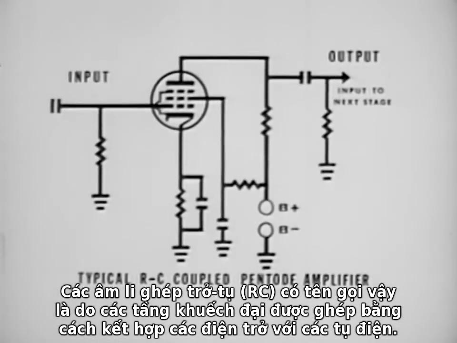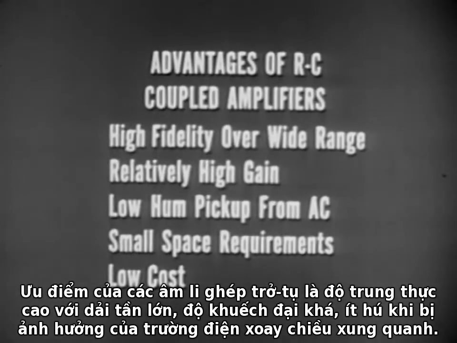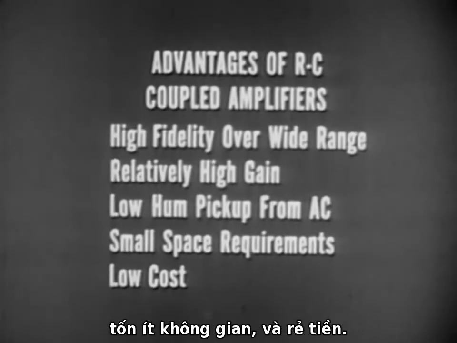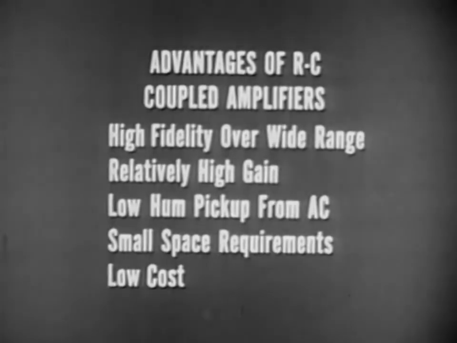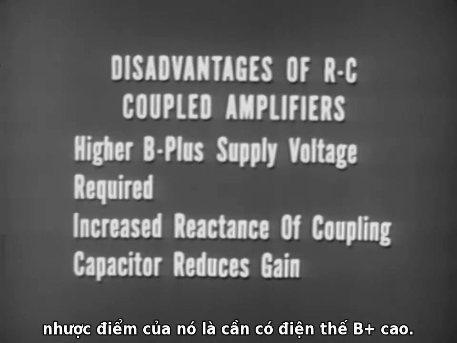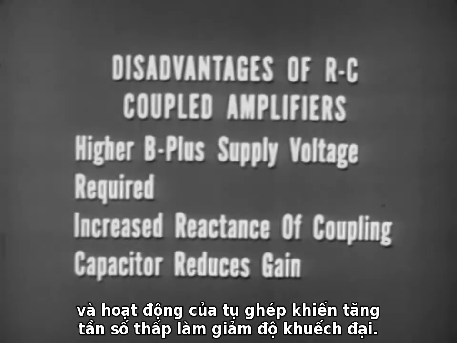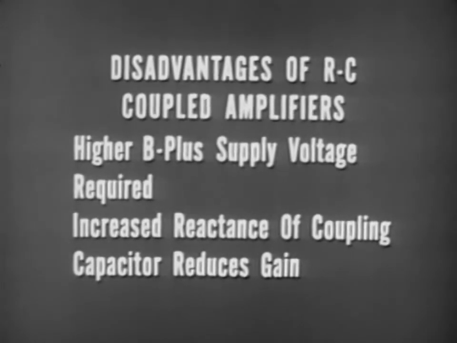Resistance capacitance, or RC coupled amplifiers, are so termed because the amplifier stages are coupled by combinations of resistances and capacitors. Advantages of RC coupled amplifiers are high fidelity over a wide range of frequencies, relatively high gain, low hum pickup from nearby AC fields, small space requirements, and low cost. The disadvantages of RC coupled amplifiers are higher B+ supply voltage is required, and the reactance of the coupling capacitor increases at lower frequencies, thus reducing the gain.